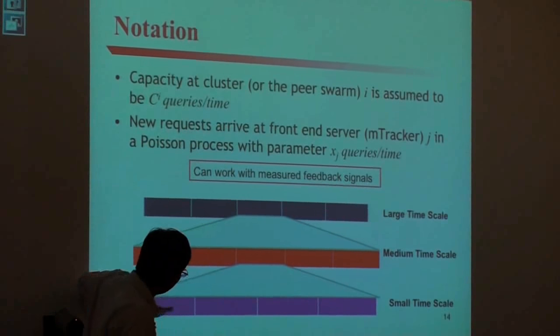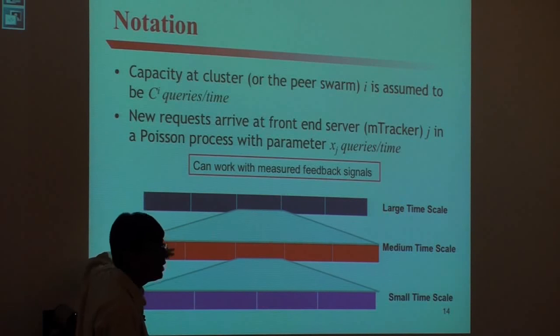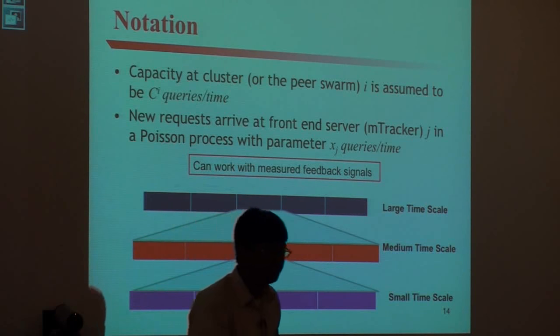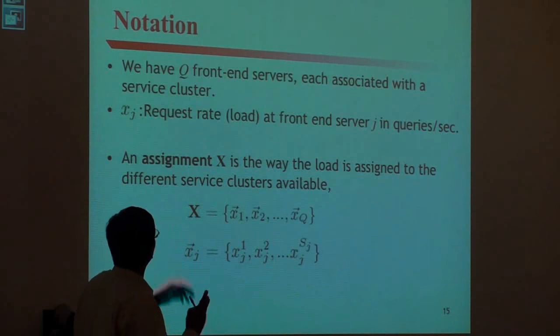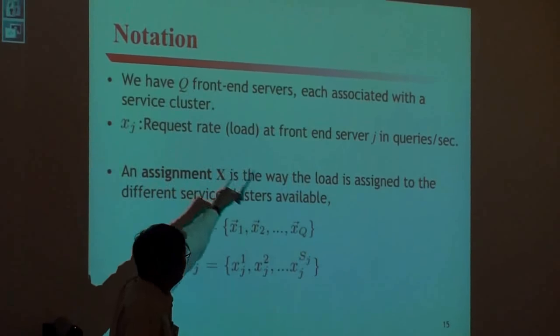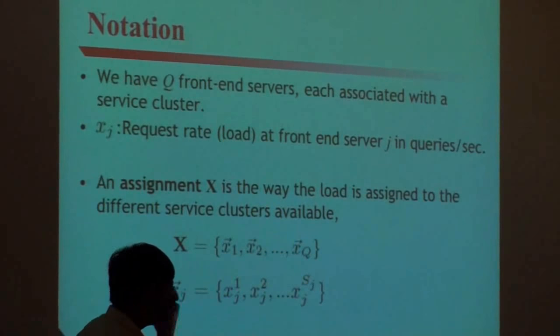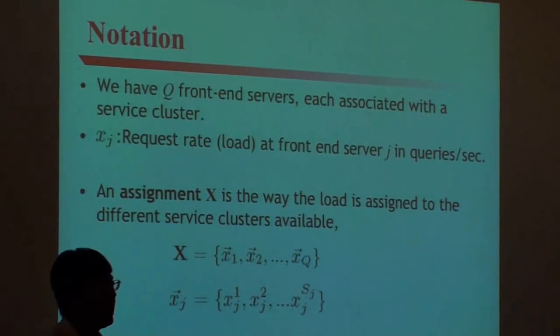So really, I'm first going to just deal with looking at capacity as constant, load as constant. And then I'm going to go up here and say, how do I change the capacity? Finally, I'm going to talk about how the load changes. So the notation which we had is exactly the same thing that I had earlier. We had this x sub j, the request rate at the front-end server j, in number of queries per unit time. And an assignment matrix X is the way I assign this.